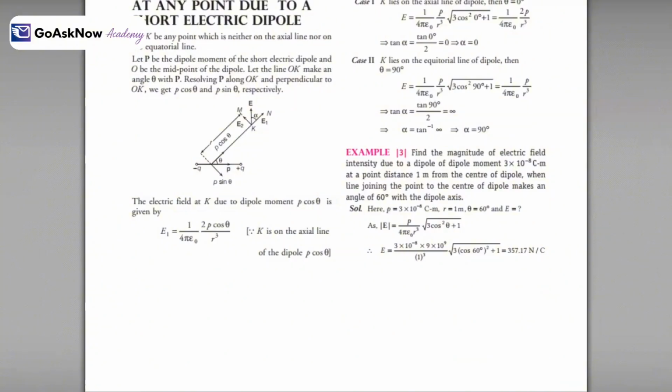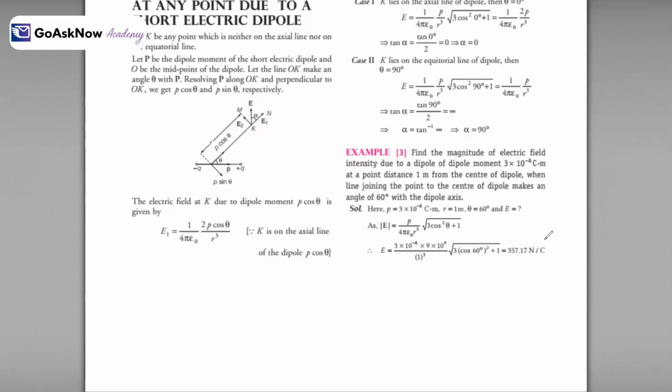R is here 1 meter and theta is given as 60 degrees. This is the general case which we have just covered in the derivation. And here we have to find E. So we will apply the formula Kp by r cubed into root of 3 cos squared theta plus 1. After calculating it, you will get the answer for E. The calculation is done in one line only, so you can calculate it by yourself.